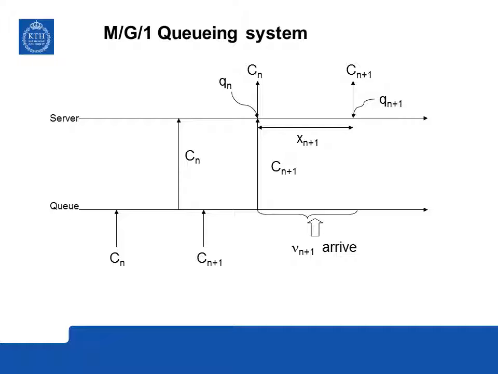And if we denote by ν(n+1) the number of customers that arrive during the service time of customer n plus 1, then we can form the following relationship: the number of customers that customer n plus 1 leaves behind, Qn plus 1, is the same number of customers Qn as the previous customer left behind, minus 1, since customer n left, plus the number of customers that arrived during the service time of customer n plus 1.